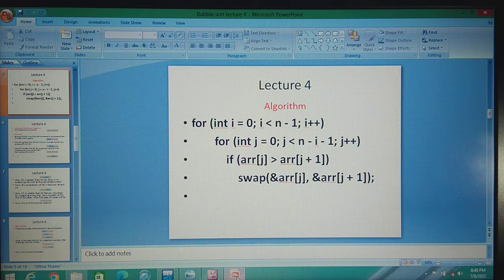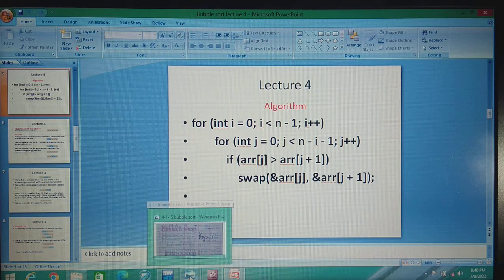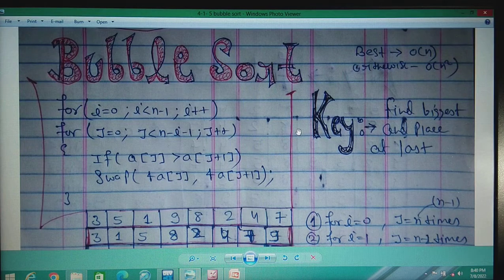This is only for exam purpose. Now the question is, these 4 lines, 1 2 3 4, how to remember them? So the key is: find the biggest and place it at last. This is the key. How is it working?